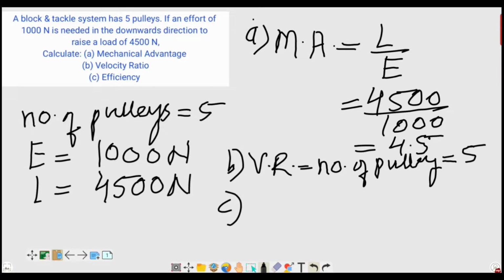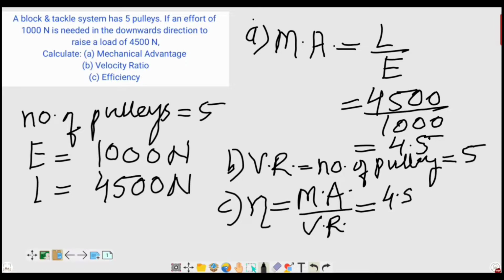Now efficiency, you know how to find out efficiency? It is mechanical advantage upon velocity ratio. Correct? Now mechanical advantage is 4.5 and this is 5. So it is 0.9, or when you want to write in percentage, it will be 90%.